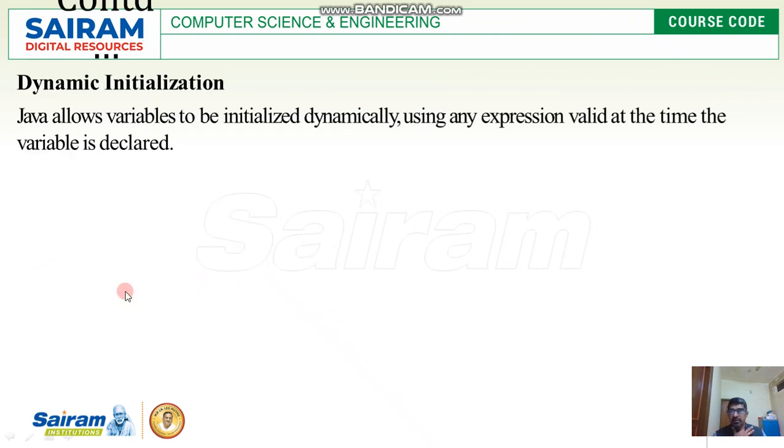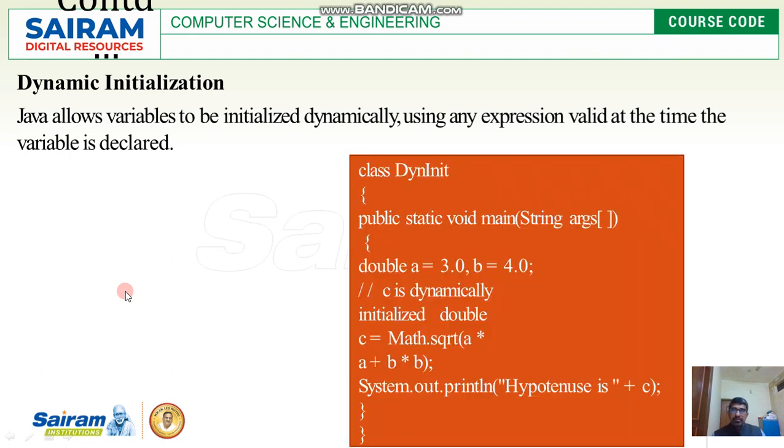Next is how we can initialize a variable dynamically. You can see a program where you are going to initialize the variable dynamically. Look at this. As usual, we have a class, and this is the class name. We have public static void main, and you know what is what. I've taken two variables. A is of type double, and b is also of type double. Look at the next variable, which is c.